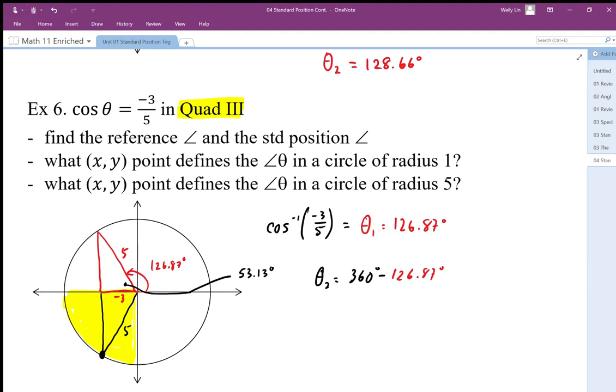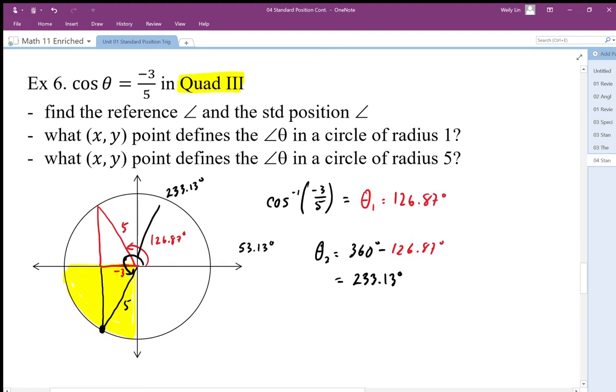When I do that, I end up with 233.13 degrees, and that is in the right quadrant. So 233.13 degrees in quadrant 3, so that is correct. I'm just going to get rid of this line here. That is a correct standard position angle. So that angle is in the right position in quadrant 3. And again, the position is the most important thing. We're locating position when we use this angle.